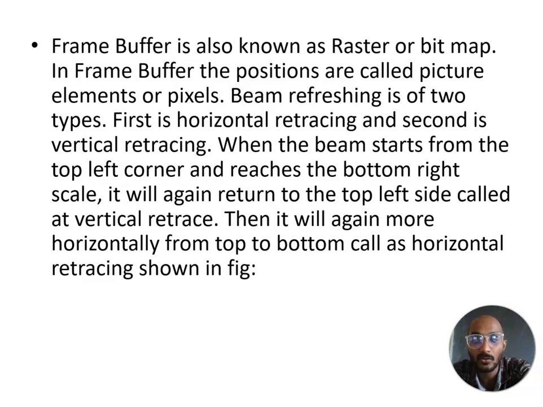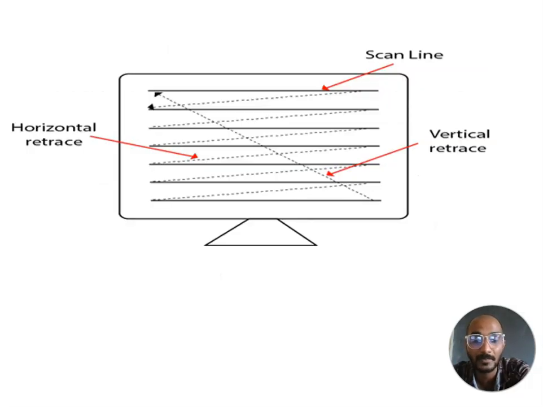Beam refreshing is of two types. The first is horizontal retracing and the second one is vertical retracing. We will discuss this with the help of a diagram later on. When the beam starts from the top corner and reaches the bottom right, it will again return to the top left side, called a vertical retrace. Then it will again move horizontally from top to bottom as horizontal retracing, as shown in the figure.